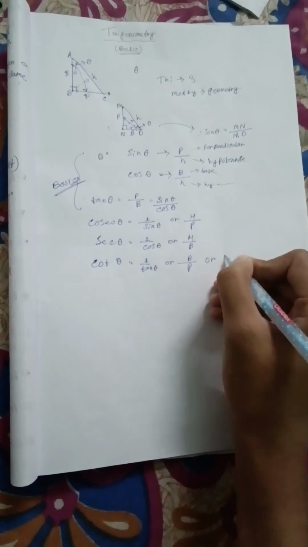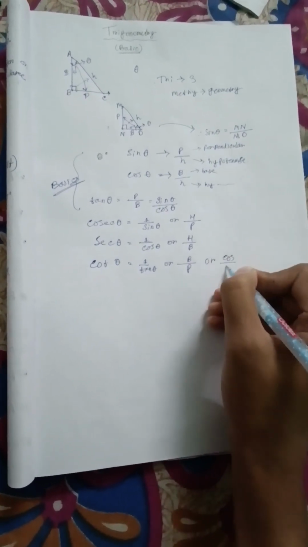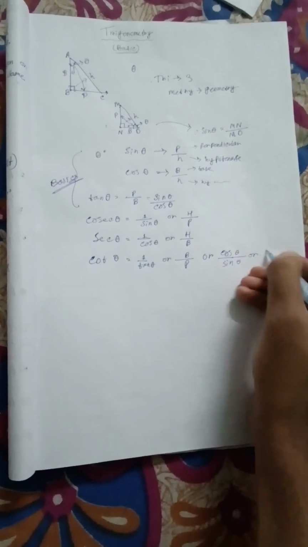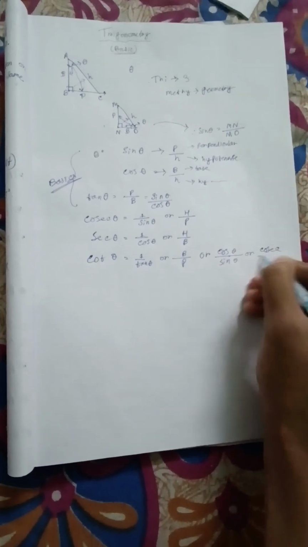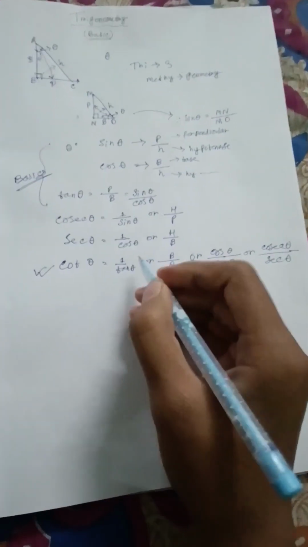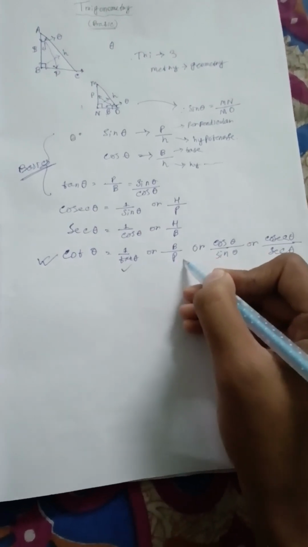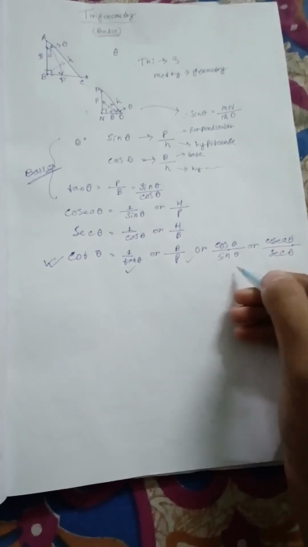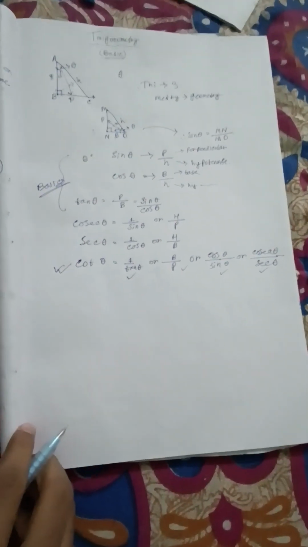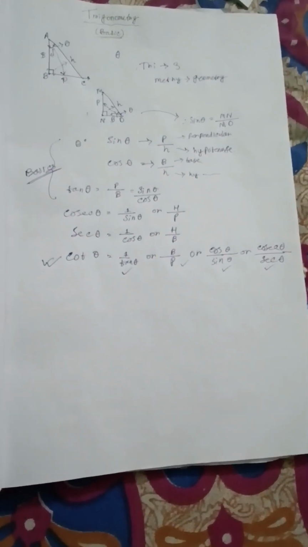We can also write this as cos by sine, or cosec by sec. This has many ways to memorize: first 1 by tan, then B by P, that is base by perpendicular, then cos by sine, then cosec by sec theta.